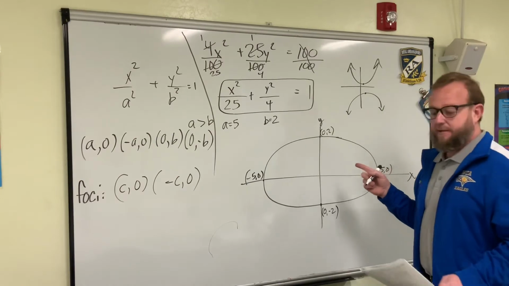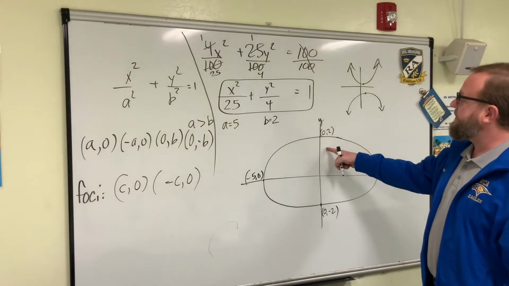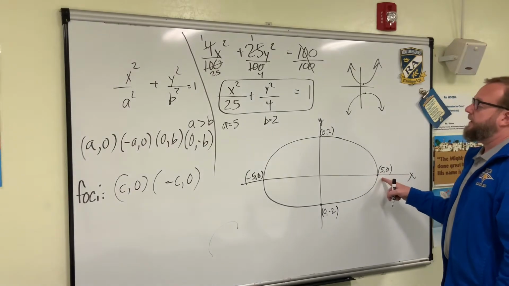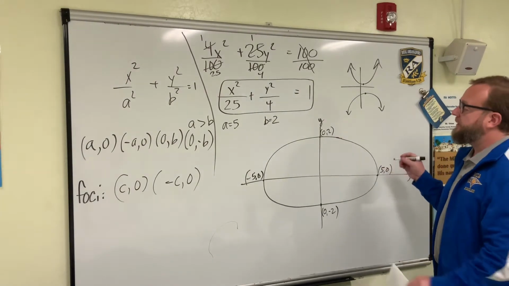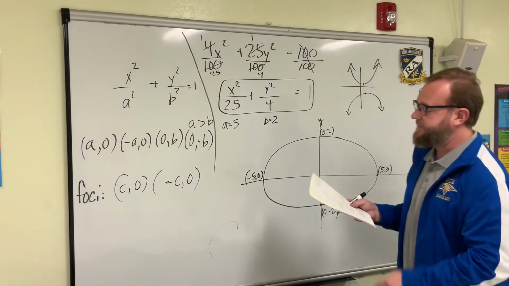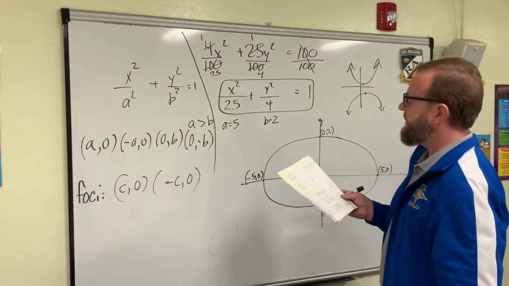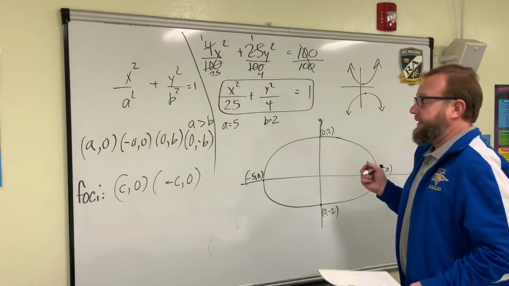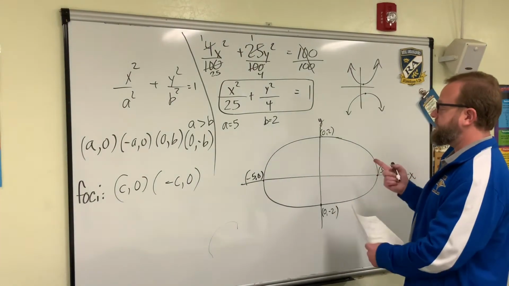And that should make a bit more sense now when you see that this here is A and B. They're going to stretch in those directions. So hopefully that makes sense. If A is the bigger number, then they actually kind of switch around.